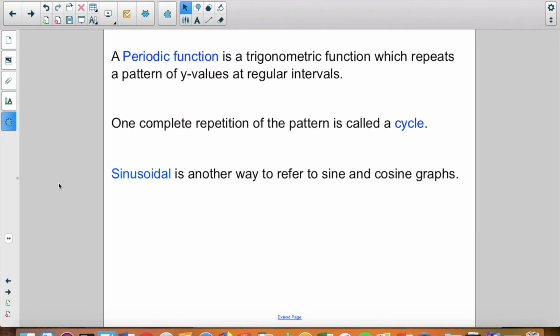So, a periodic function. A periodic function is a trigonometric function which repeats. That is super important. So sine and cosine graphs, they're going to continue to repeat the same pattern over and over and over again. One complete repetition is called a cycle. Now these are called sinusoidal. I don't even know how to pronounce that word, but that's another way to refer to sine and cosine graphs.